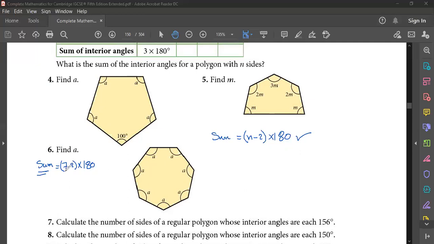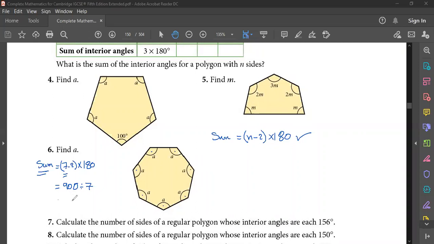How many sides do we have? 7. Do you have a calculator? Use the mobile. How much do you get? 900. Now calculate each interior angle. The sum is 900, each one of those is how much? 900 divided by 7. Yes, exactly. It will be a decimal, a lot of decimals.